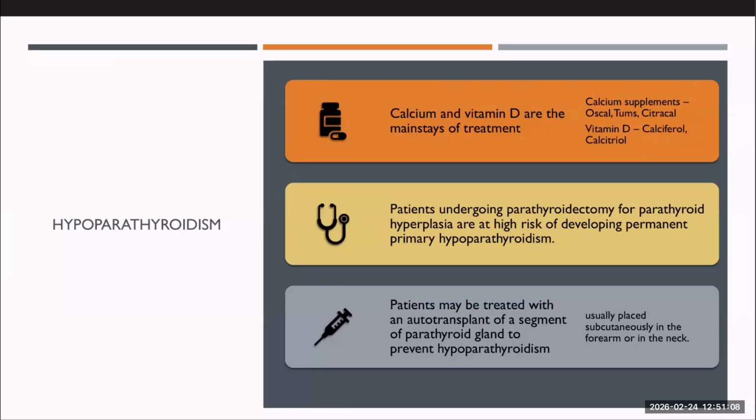If they undergo parathyroidectomy due to parathyroid hyperplasia, they may have hypoparathyroidism later. And then here at the bottom, there's an auto transplant of the parathyroid gland. And again, they usually put it in the forearm or the neck. But the parathyroid gland can go anywhere as long as it has access to the blood and it can sense what's going on.